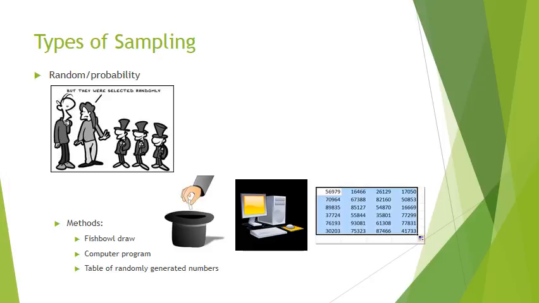And random probability sampling allows the population an equal and independent chance of selection. So this type of sampling reduces bias and is more representative of an entire population since everyone has a chance at participation. There are three types of methods used. The first is fishbowl, the second computer programs, and the third a table of randomly generated numbers.